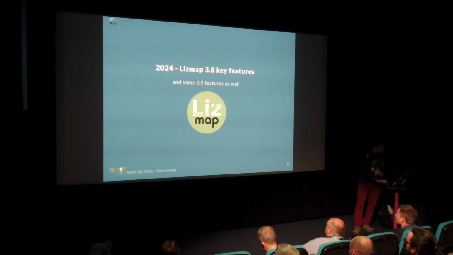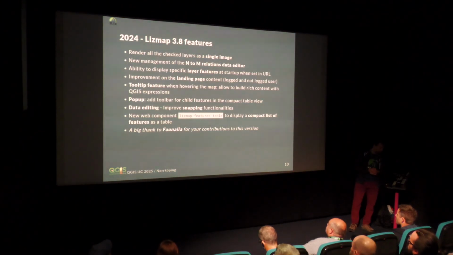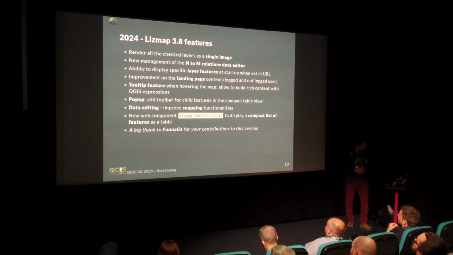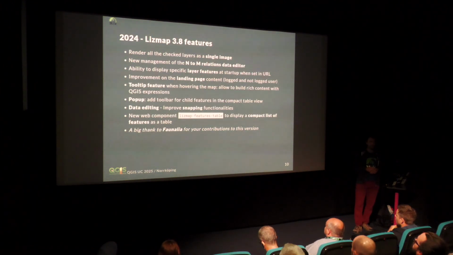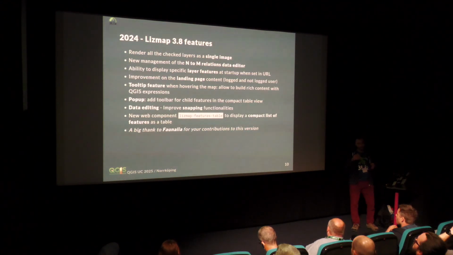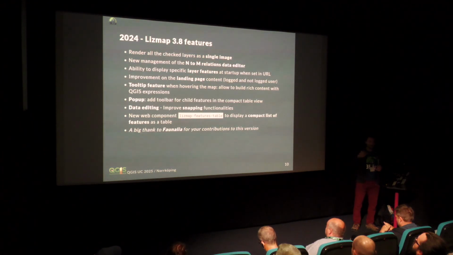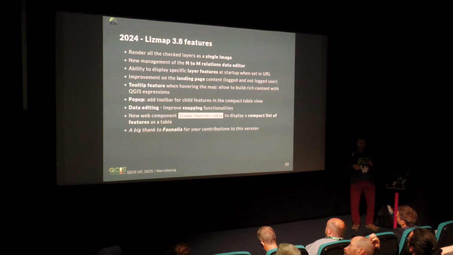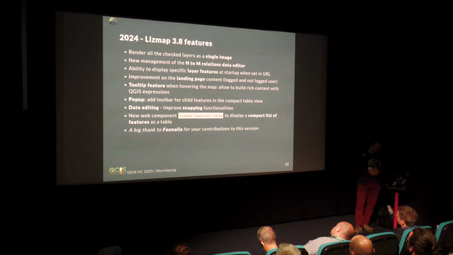So let's see some 3.8 key features. We added a new option to render a world map as a single WMS image. That's quite technical, but you need to dive a little bit into Lizmap to see that the web browser is very different from QGIS Desktop, and we need to make requests to ask QGIS Server to render layers. And in QGIS Desktop, you have your layer orders, but then you have labels at the end. So there are some options to decide how to render maps.